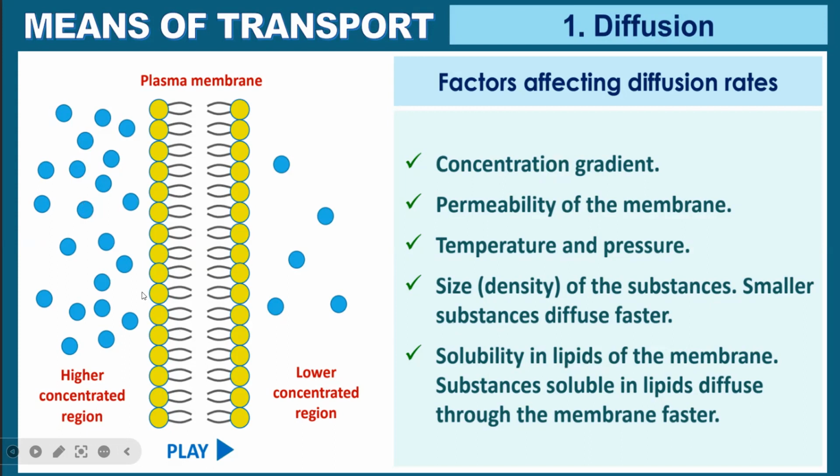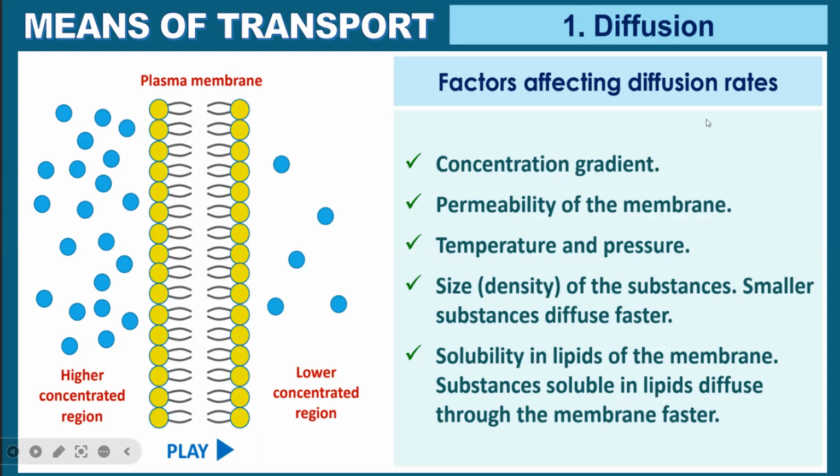Solubility in lipids. This plasma membrane is made up of lipids. Lipid is nothing but oil. So if these molecules are soluble in oil, they can easily come to this side. If they are not soluble in oil, if the oil is not taking them, then the molecule will not be able to pass. So substances soluble in lipids diffuse through the membrane faster.